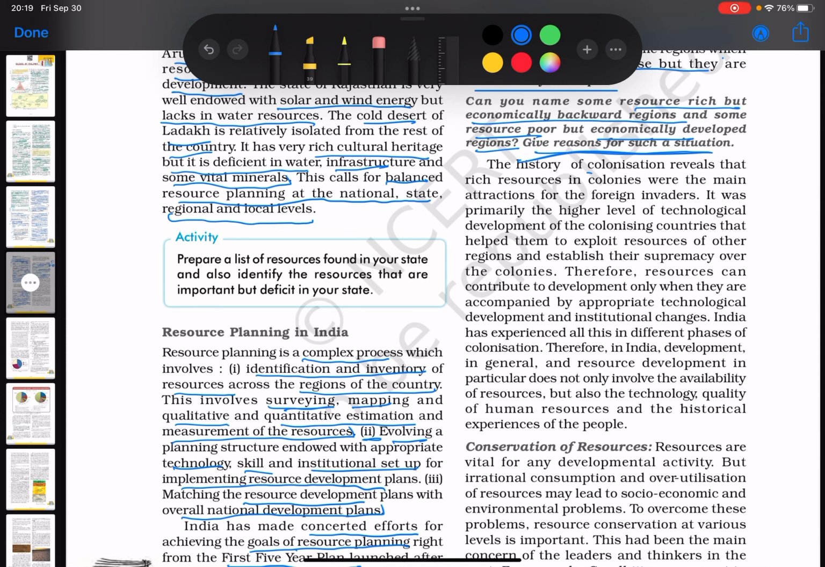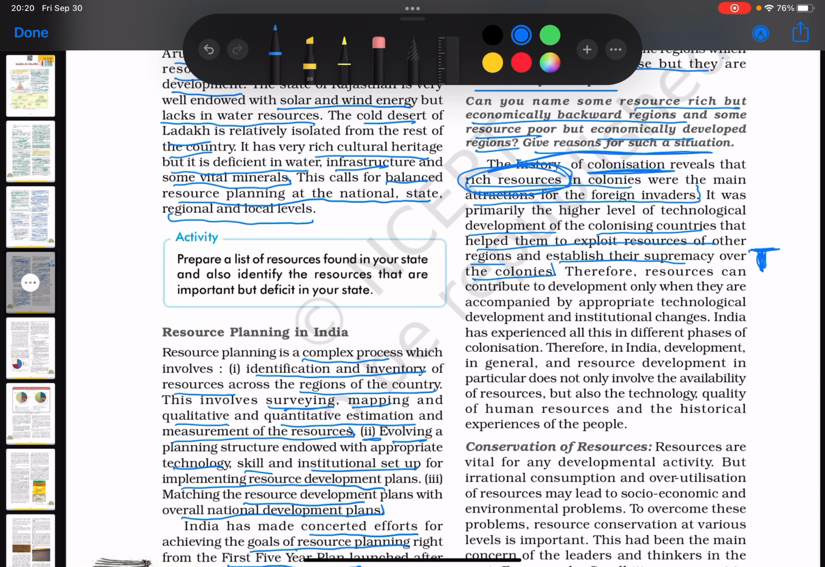Now, the history of colonization reveals that rich resources in the colonies were the main attraction for foreign invaders. So you can think about it. The whole idea behind colonization had a lot to do with the resources in the colonies. It was primarily the higher level of technological development of the colonizing countries that helped them exploit the resources of the other regions and establish their supremacy over the colonies, right? So they provided the technology. The invading countries were able to utilize the technologies to extract resources in other regions.